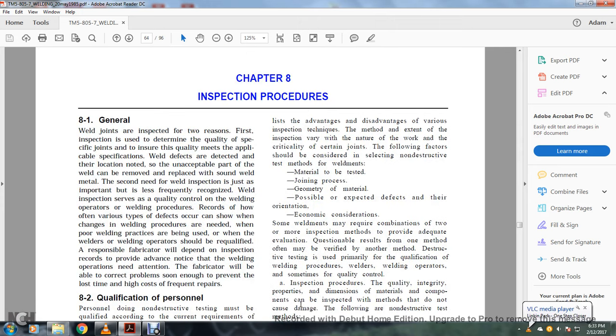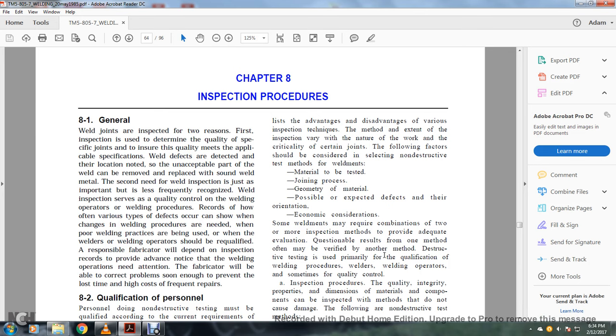Various inspection techniques. The extent of the inspection varies with the nature of the work and the criteria. The following factors should be considered when selecting non-destructive test methods for welding: the material to be tested, joint process, geometry of the material, the possible expected defects and their orientation, and economic considerations. Some weldments may require a combination of two or more inspection methods to provide adequate evaluation. Questionable results obtained with one of the methods often may be verified with another method.